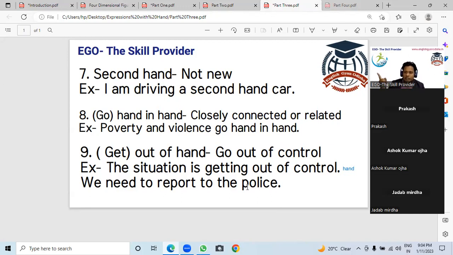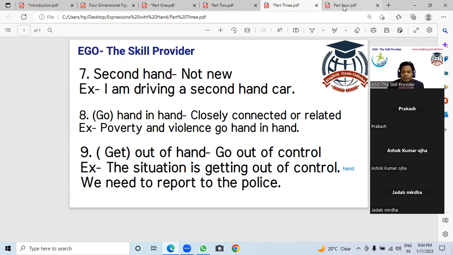You are reporting to a senior officer. The same thing applies for everybody. So you can say, I tried to make him understand the situation, but the situation is getting out of my hand. So better I report to my higher authority. That is how we are supposed to use it.